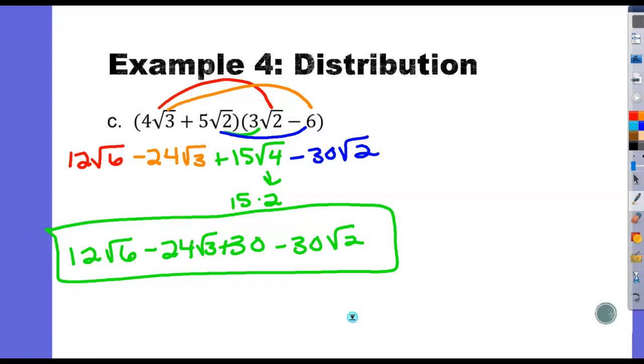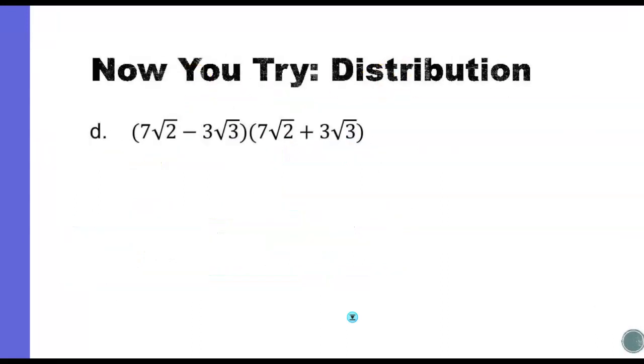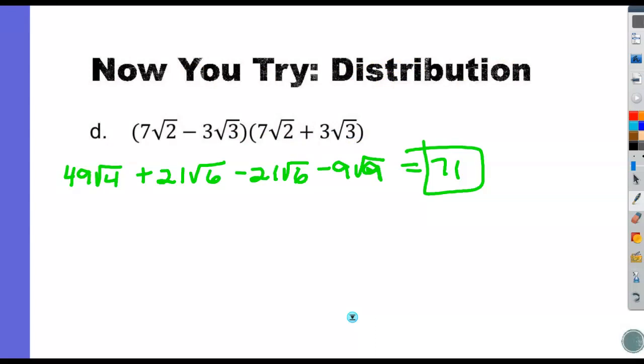Okay. Go ahead and try this one on your own. Pause here. The answer here is 71. Hopefully you got that answer.